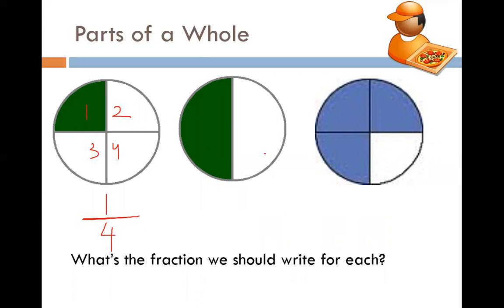Now I have to write the fraction for the next one. It has been divided into 2 equal parts, 1 and 2. There are a total of 2 equal parts. Out of 2 parts, 1 part is shaded. Then I have to write the fraction. For the shaded part, only 1 part is shaded, so we'll write 1 upon 2.